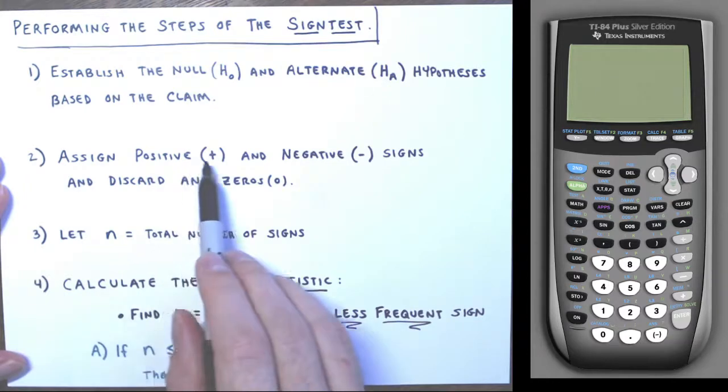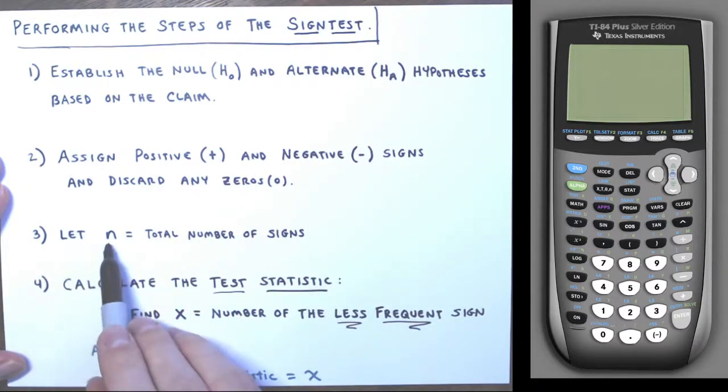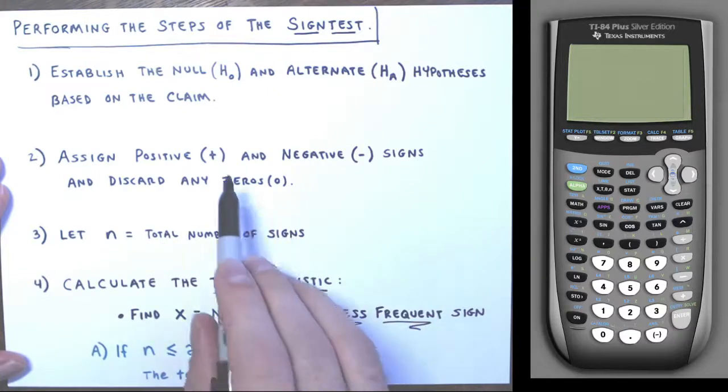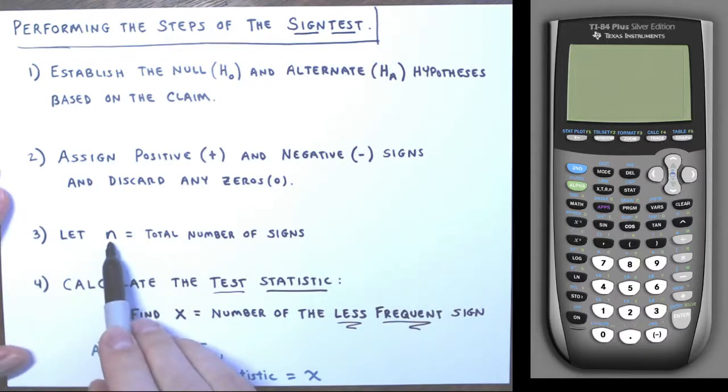Then after these signs are assigned, the value of n that we see will be representing the total number of signs, right? So the number of plus signs I put out there, add to that the number of minus signs or negative signs I put out there. That will be the value of n in our test.